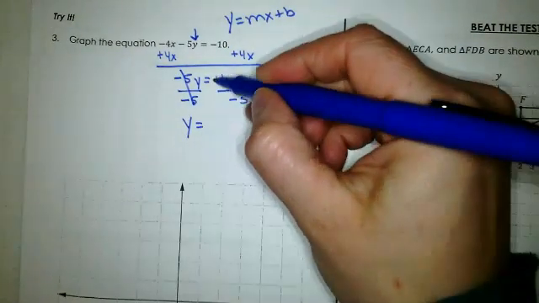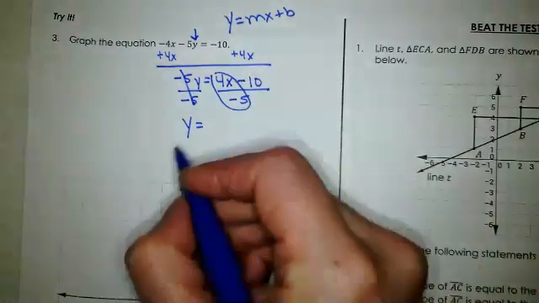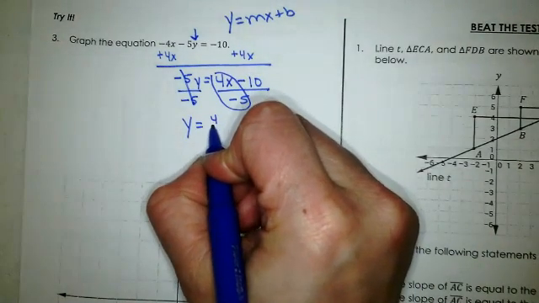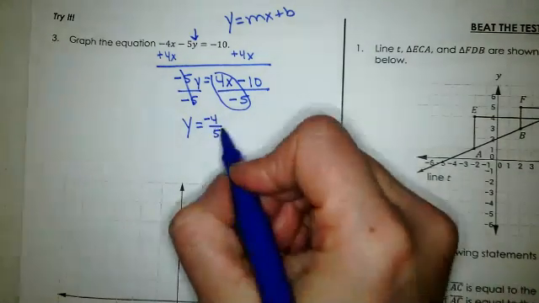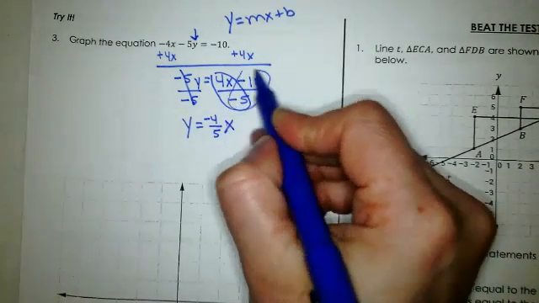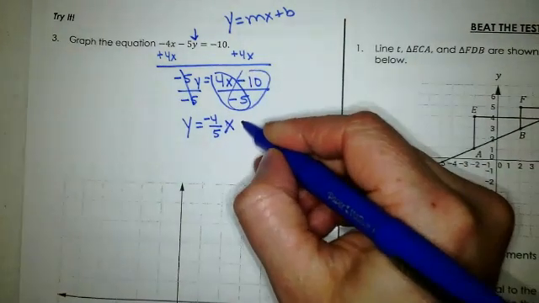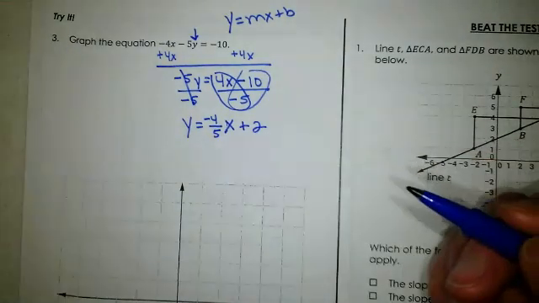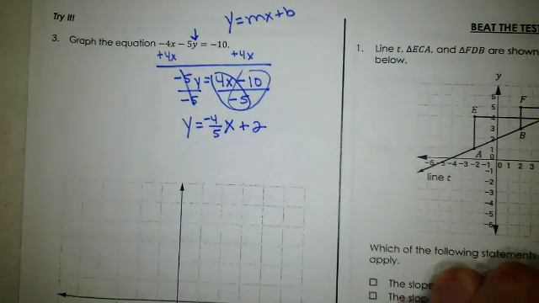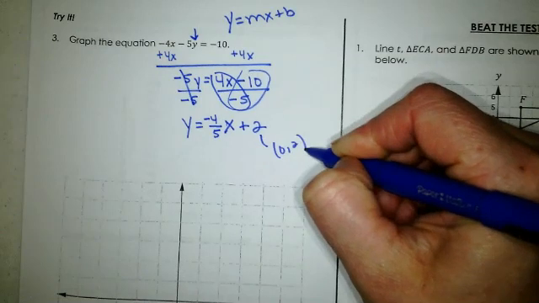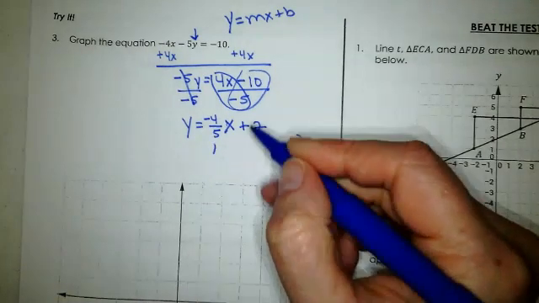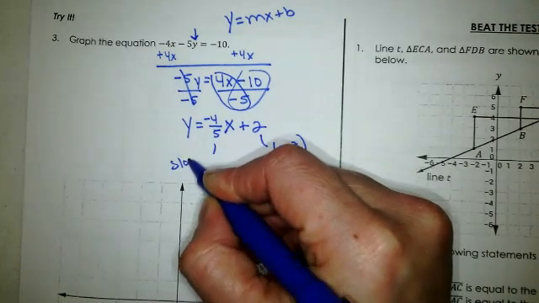Y equals 4x divided by negative 5 is 4 over 5. And I need a negative, so negative 4/5 x. Negative 10 divided by negative 5 is positive 2. What do you think the y-intercept is? What's the slope? So the y-intercept is 0, 2. The slope is negative 4/5.